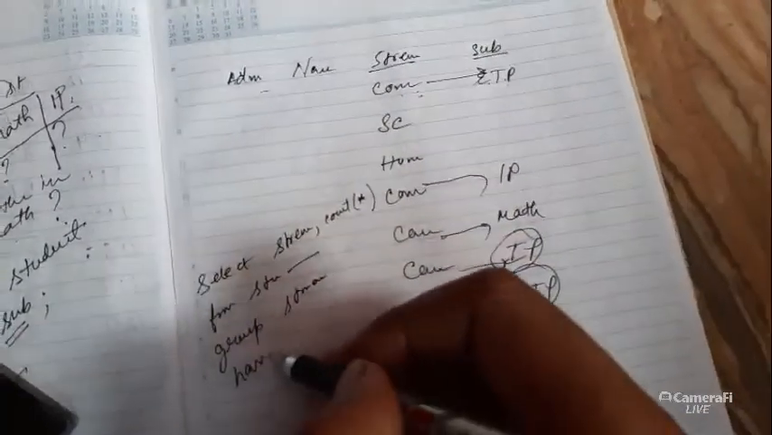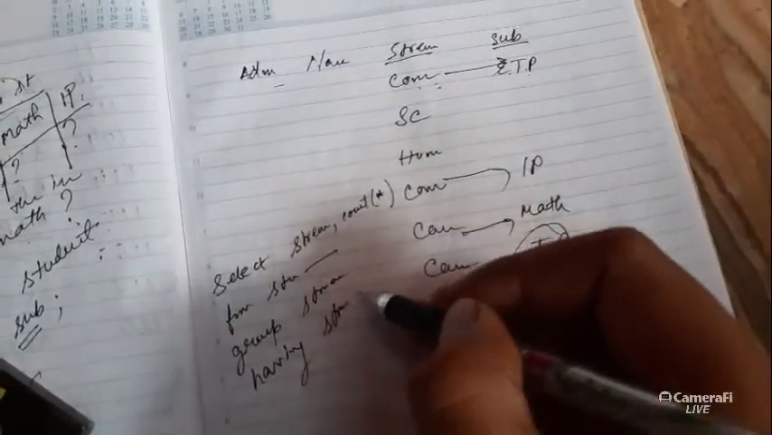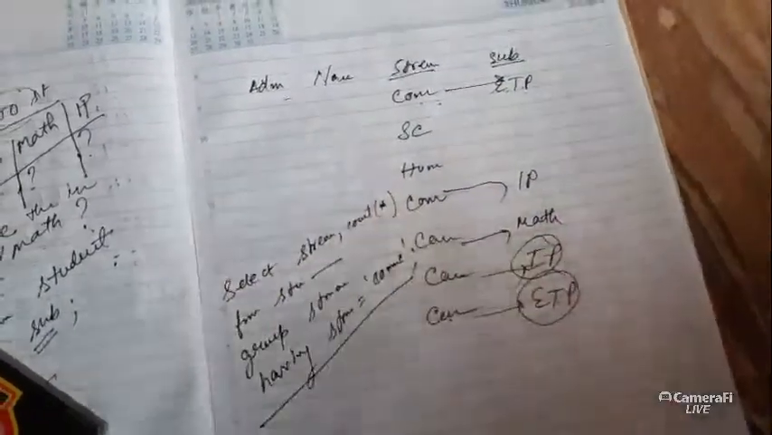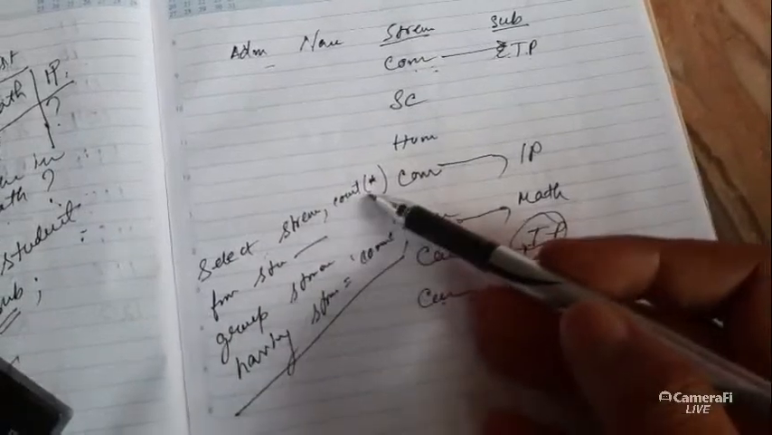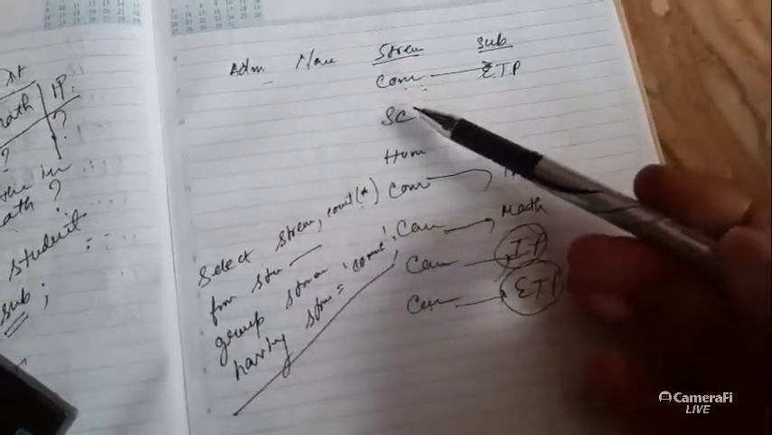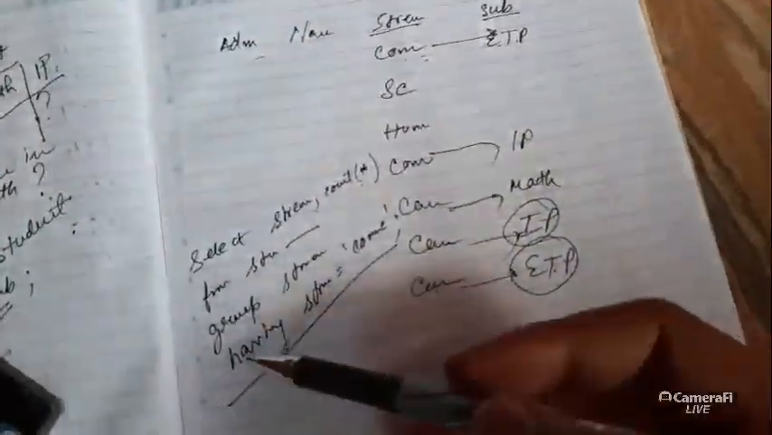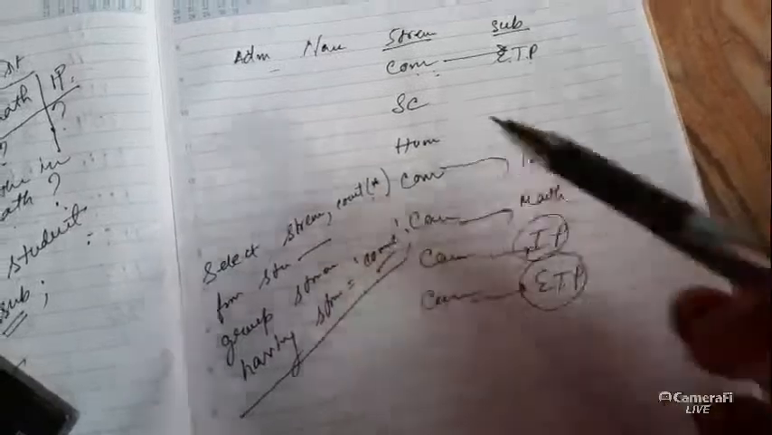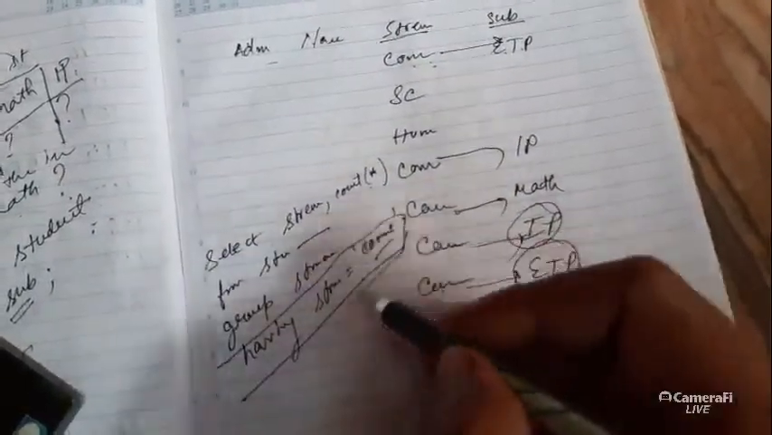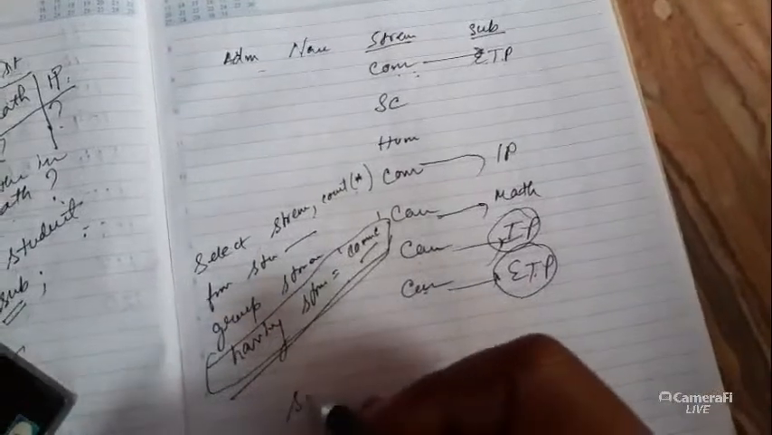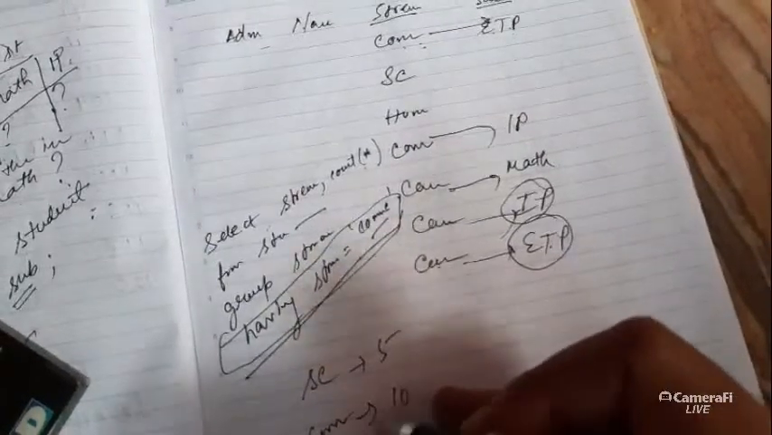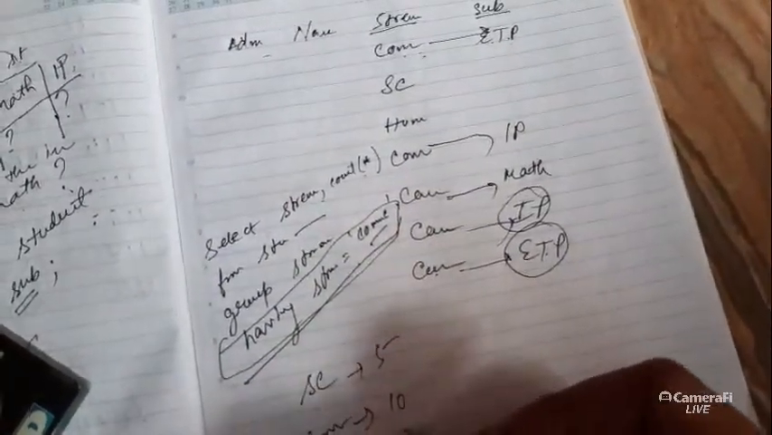Then one point more, having stream is equal to commerce. This point you have to remember. Select stream comma count star means it will count for all streams, science, humanities and commerce. It will count only when the stream is particularly commerce. If you do not mention this part, how will the answer come? Science, commerce and humanities. For example, science is 5, commerce is 10 and humanities is 4.